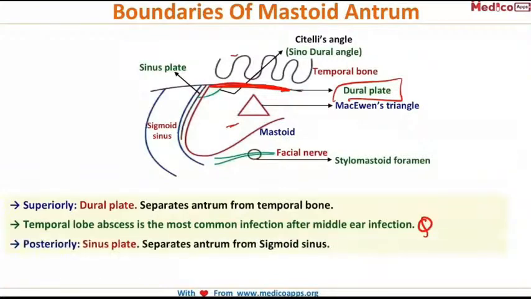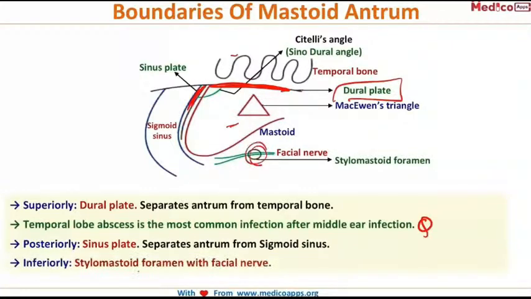Next, posteriorly, it is formed by the sinus plate. Okay, so this is the sinus plate and it is forming the posterior boundary of the mastoid antrum, and inferiorly, as you can see, it is formed by the stylomastoid foramen along with the facial nerve. So, the boundaries of mastoid antrum include superiorly the dural plate, posteriorly the sinus plate, and inferiorly the stylomastoid foramen along with the facial nerve.